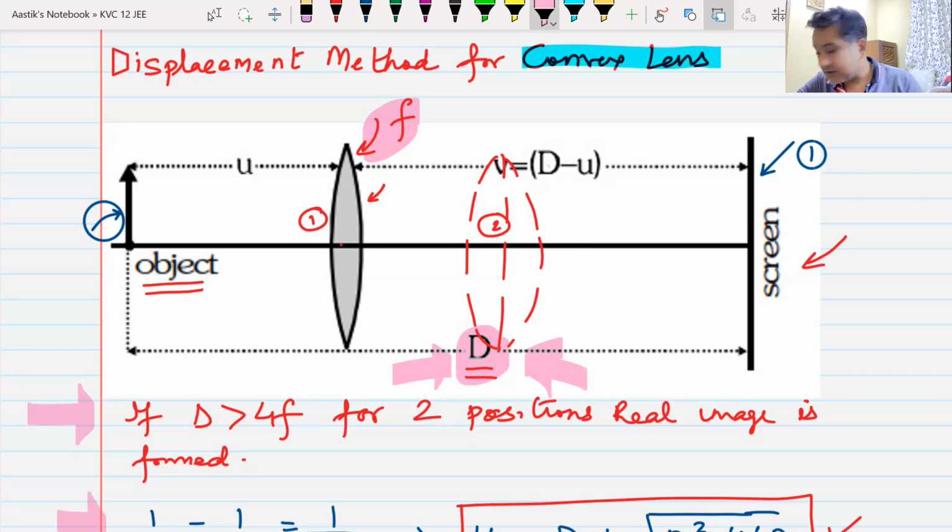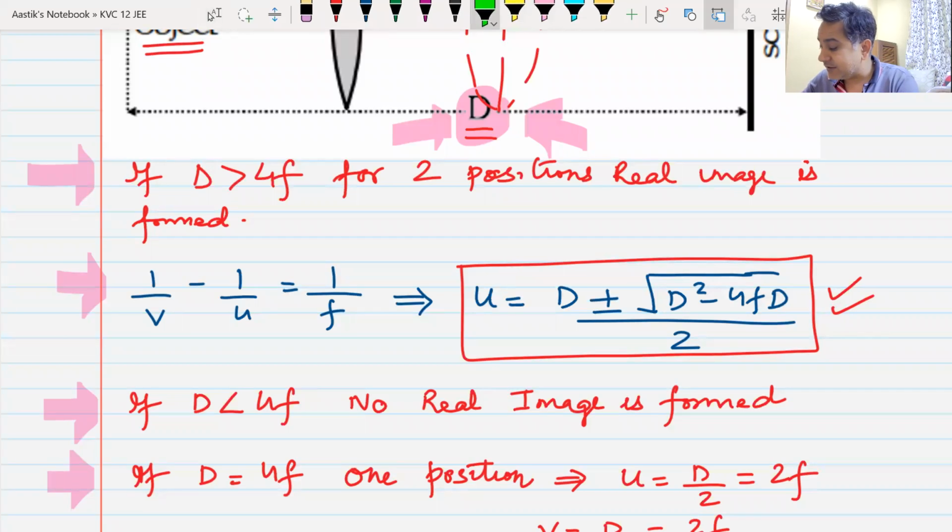Then, depending on the value of d, there could be 1 or 2 or 0 positions possible for this lens to create a real image. In what cases, what happens? That is the entire concept of this displacement method for this convex lens. If d is greater than 4f, then you can have two positions where you can find a real image appearing on the screen.